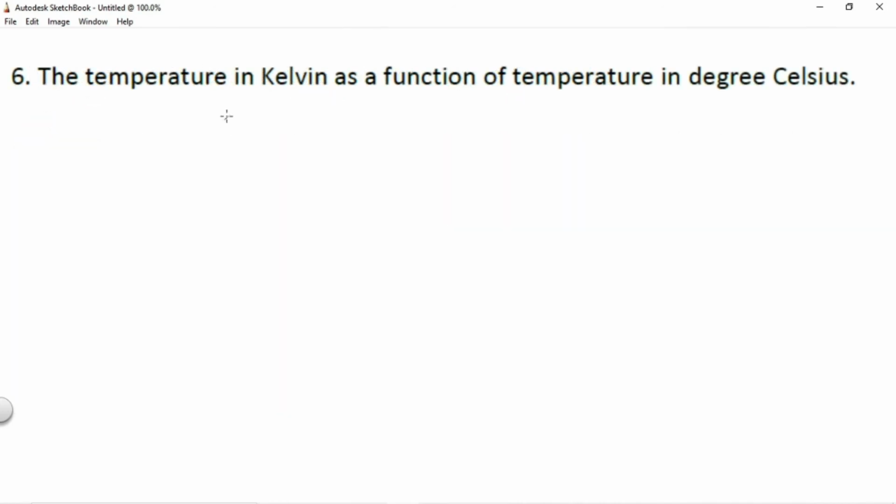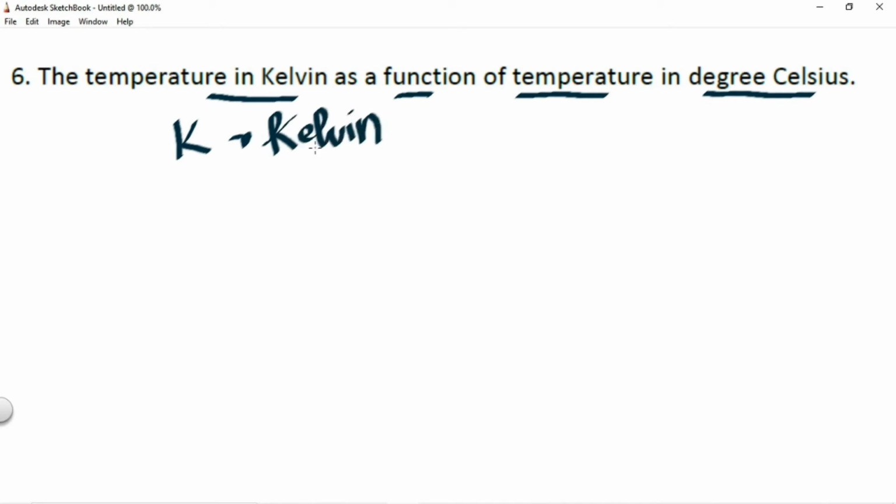For number 6, the temperature in Kelvin as a function of temperature in degree Celsius. Okay, let us try to represent Kelvin as capital letter K, and then capital letter C for degree Celsius or degree centigrade. These two are the units for temperature.